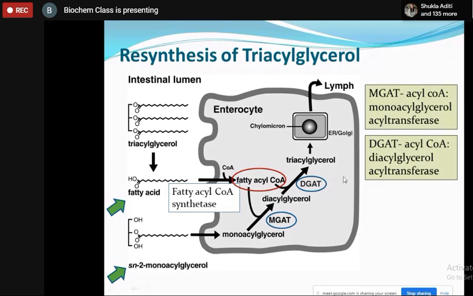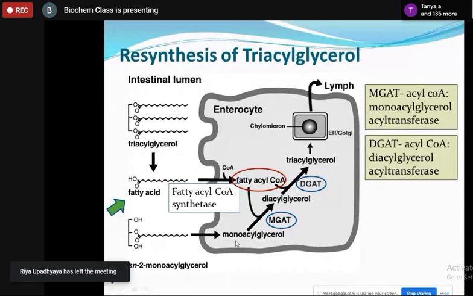Look at this figure carefully. This is the enterocyte. This is the brush border where the absorption is taking place. This is the intestinal lumen where the fat digestion was taking place, and you get the products of the fat digestion. Like for example, let's talk about triacylglycerol. So this was digested and you got two free fatty acids and one monoacylglycerol. So these are absorbed in the enterocytes with the help of micelles.